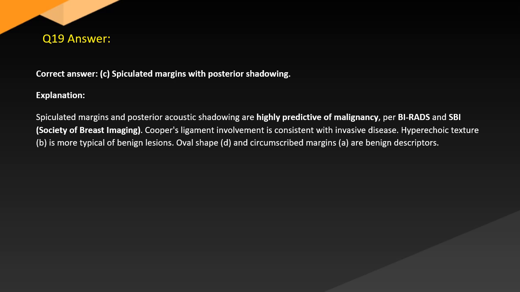Answer. Correct answer C. Spiculated margins with posterior shadowing. Explanation: spiculated margins and posterior acoustic shadowing are highly predictive of malignancy per BI-RADS and SBI, the Society of Breast Imaging. Cooper's ligament involvement is consistent with invasive disease. Hyperechoic texture B is more typical of benign lesions. Oval shape D and circumscribed margins A are benign descriptors.